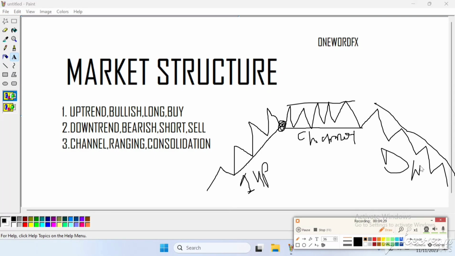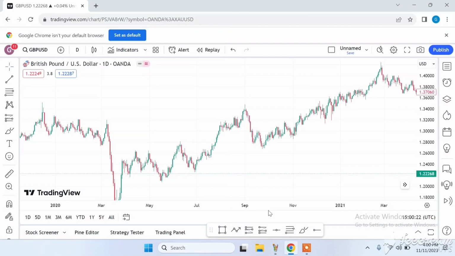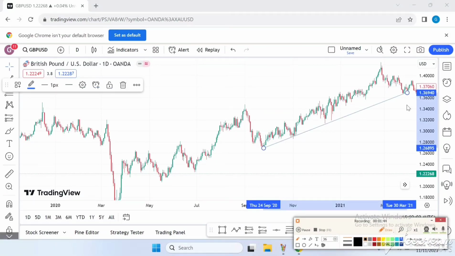So I'm going to take you to the chart right now to show you how you can identify some of these. Like I said, I'll take you to a chart and show you how to identify an uptrend. Looking at my chart, I'm currently on the GBP USD on the daily time frame. So firstly, we're going to identify an uptrend. This is clearly an uptrend starting from this place.